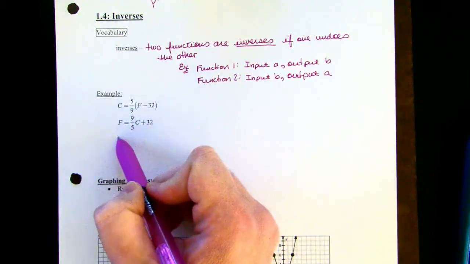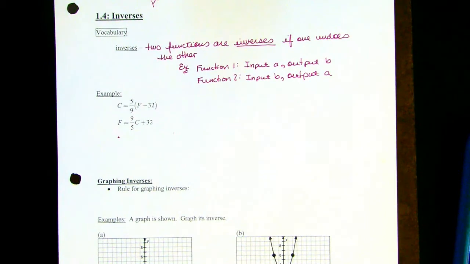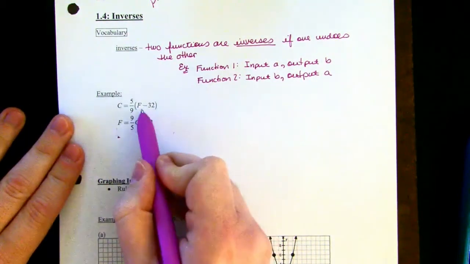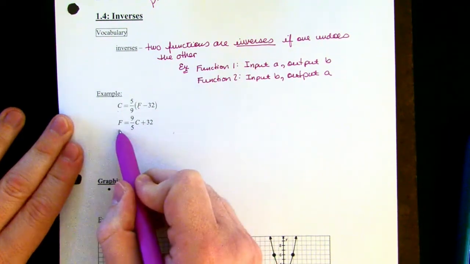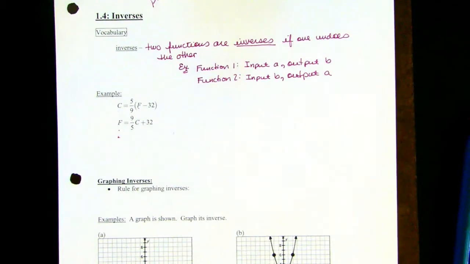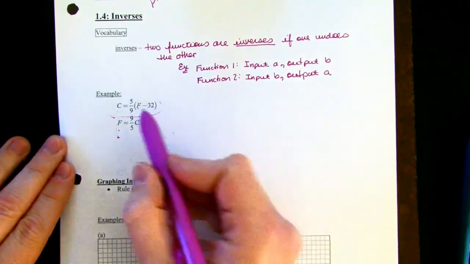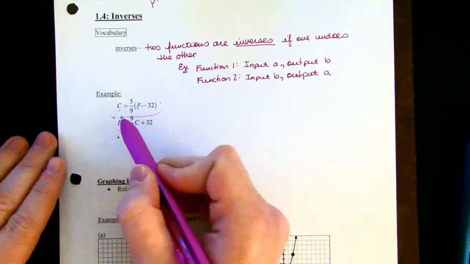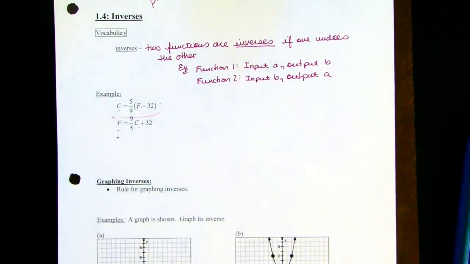Have you seen these two formulas before? And if so, do you know what they are? You might have seen these in science. This is the formula that converts Fahrenheit to Celsius. This is the one that converts Celsius to Fahrenheit. And these are inverses of each other. Our ultimate goal for this lesson is to figure out, if I give you one of these, can you create the inverse function? This one would convert Fahrenheit to Celsius. Could we go through some algebra to create a function that would convert Celsius to Fahrenheit?